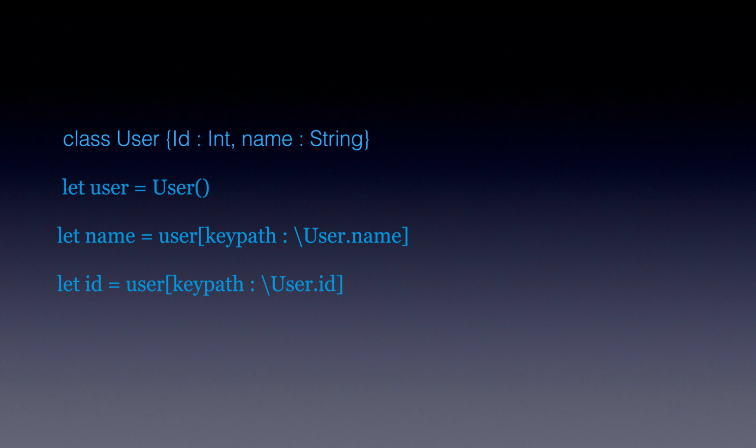For the user, you create a user object. On this user object, through subscript, the name property can be accessed with a key path. The key path for name is the class type and then the property name. In the same way, the ID property can be accessed on the user object through subscript with the key path: the class type is User and the property is ID. So this is another way to access the properties, through a key path.